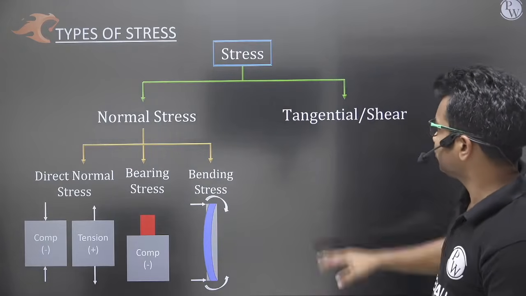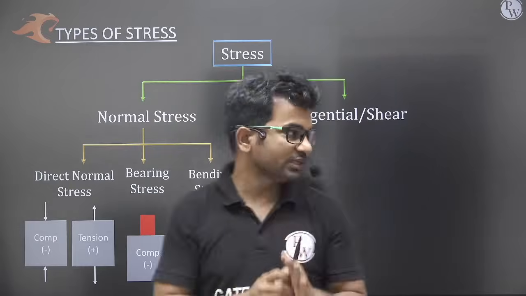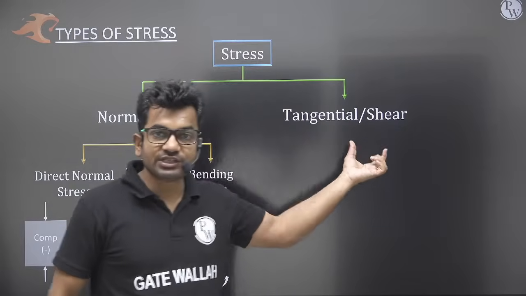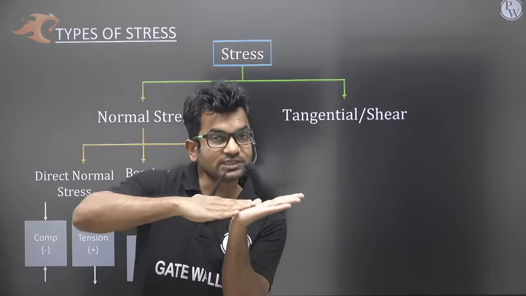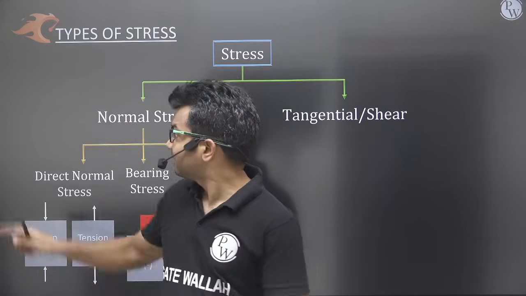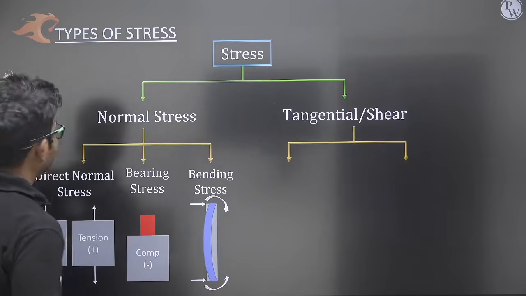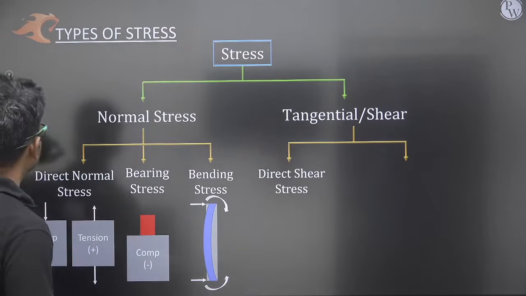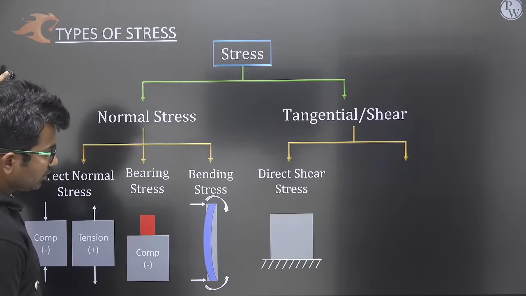Now let's come to the tangential or shear stresses. Normal stresses are perpendicular to the section, while tangential or shear stresses are parallel to the section. When the force is applied parallel, we get tangential or shear stresses. Now let's look at the different types of tangential or shear stresses. First is the direct shear stress and second is the torsional stress.